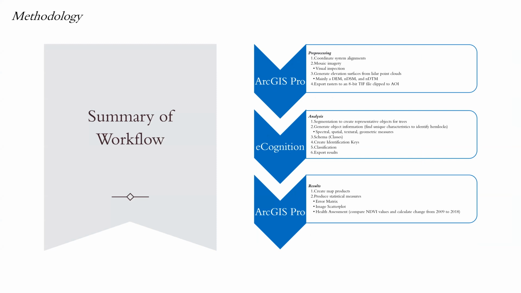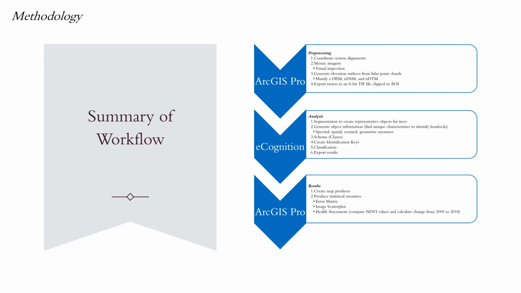So a more detailed view of my workflow can be seen here. Starting with ArcGIS Pro, I'll pre-process all of my data sets that I plan to use. This will include coordinate system alignments, followed by mosaicing, or essentially stitching my imagery tiles together to make one single high-resolution image to use later on. Then I'll generate elevation surfaces mentioned earlier from LiDAR point clouds. All of my rasters will be exported to an 8-bit TIFF file, clipped to my study area polygon.